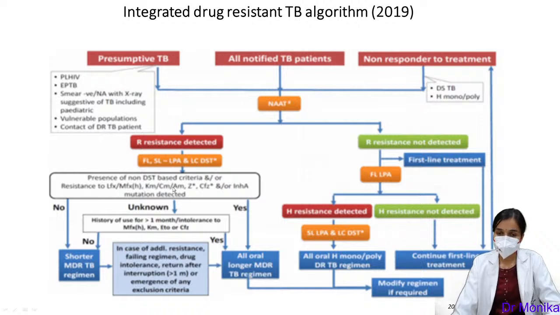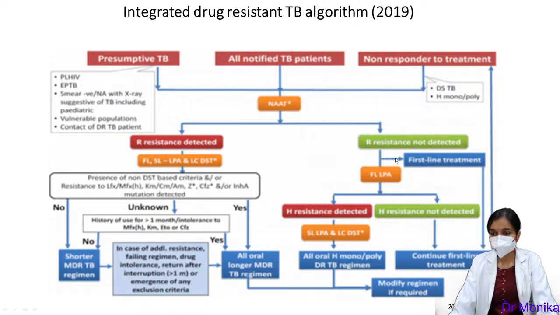If there are non-DST based criteria, or resistance to any of levofloxacin, moxifloxacin, kanamycin, capreomycin, or amikacin, or any mutation is detected, then all oral longer MDR TB regimen should be given. If it is not detected, then the shorter MDR TB regimen should be given. If it is unknown, then if there is a history of use of more than 1 month or intolerance to moxifloxacin or kanamycin, we give the oral longer MDR TB regimen. If not, we give the shorter MDR TB regimen.